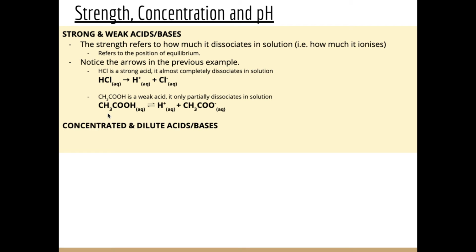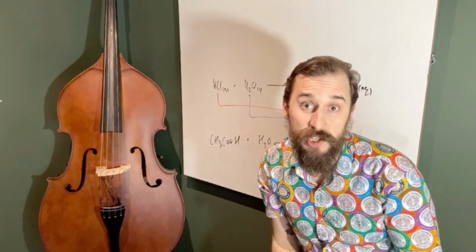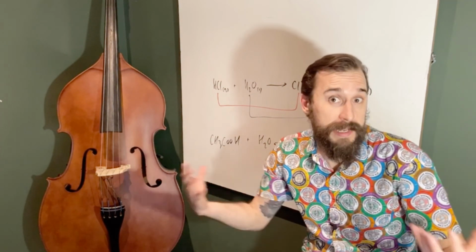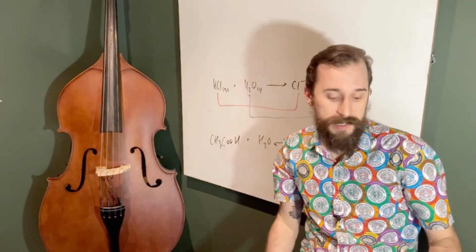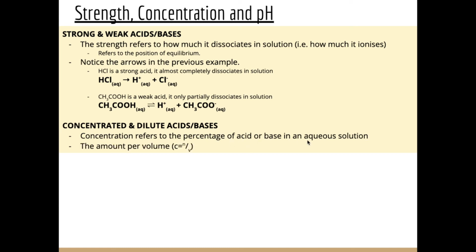And then obviously this is the same for bases. If you're talking about bases, then it's just also the degree of ionization as well. So a strong base completely dissociates, a weak base only partially dissociates. However, when we're talking about concentrated and dilute, this is referring to how much of the acid or base is in the solution, yeah? Concentration refers to the percentage of acid or base in an aqueous solution. So it's the amount per volume. So we've seen this equation before, the number of moles per decimeter cubed, the amount of the acid or base per volume of it.